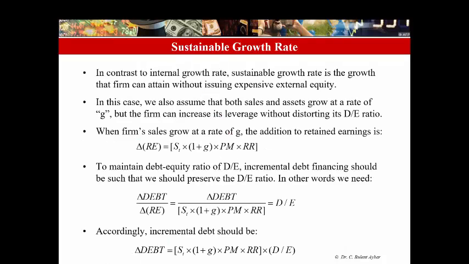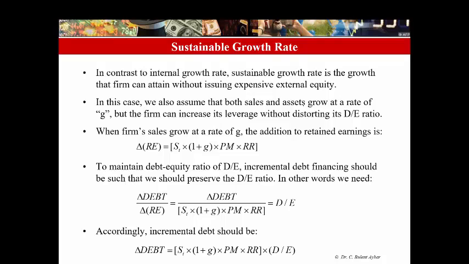Now, from here, we are going to move on to sustainable growth rate, which has been the main discussion of Chapter 4 in Higgins. In contrast to internal growth rate, sustainable growth rate is the growth that the firm can attain without issuing expensive external equity. So in this case, we are modifying the definition. We are not limiting ourselves regarding a debt issue, but we are limiting ourselves with a constraint where we cannot issue new equity.